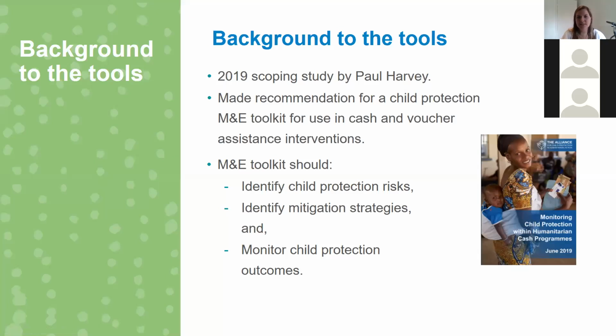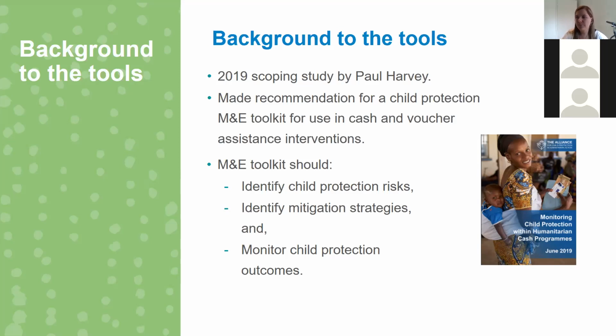So an interagency steering committee commissioned a scoping study conducted by Paul Harvey in 2019. And that is the picture on the right there, the final product of that study. This was to try to understand more about what is needed in regards to monitoring child protection within cash and voucher assistance. The findings were that there is a gap in guidance. We don't want to duplicate what already exists, and we don't want to overburden cash actors with yet another series of questions or tools, but rather have some way that we can integrate them.